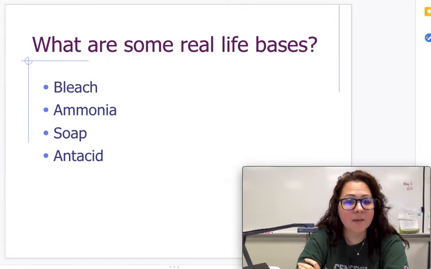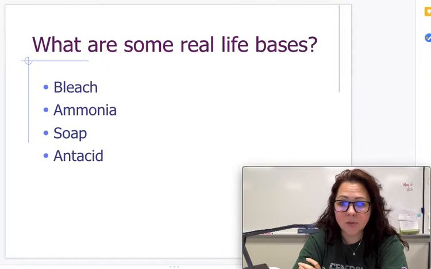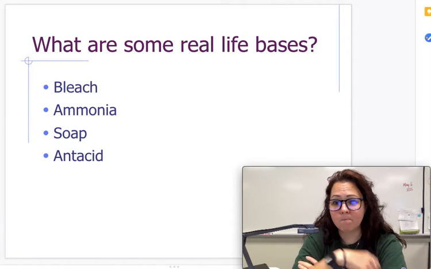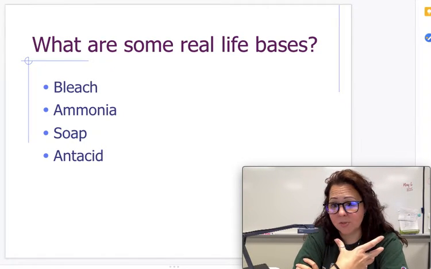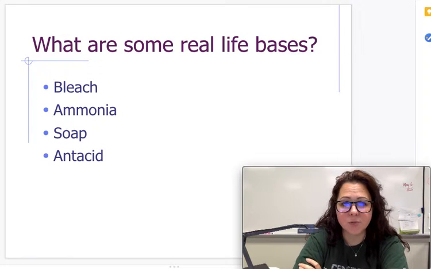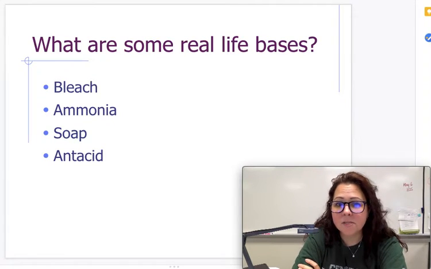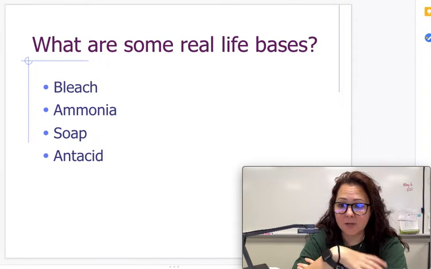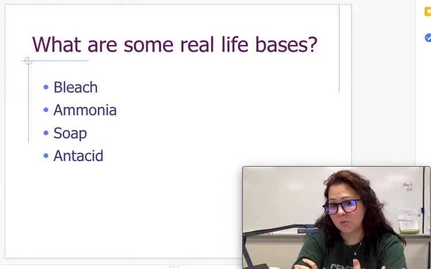So some real life bases are typically cleaners. We don't usually eat bases because they would neutralize our stomach acid, which would cause other issues. But for bases, you have bleach, you have ammonia, you have soaps, all of those are cleaners. Antacid is there to neutralize your stomach acid, so that is a base as well.